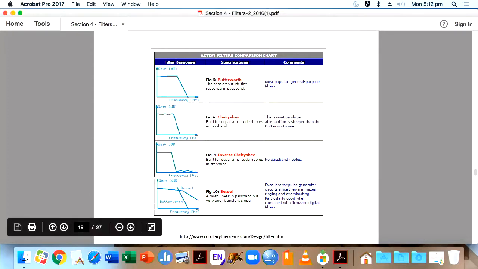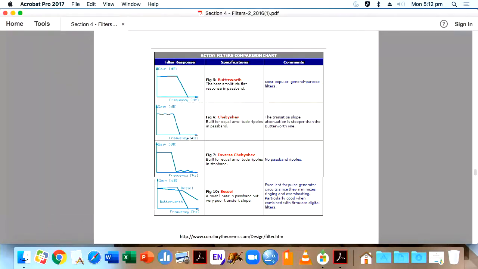Bessel is almost linear in the pass band, but has a very poor transition slope. See, Butterworth is something like this. Bessel means, see, it is coming like this. But it is excellent for pulse generator circuits since they minimize the ringing and overshooting. So Bessel also has some application. From here, now you know that one of the best choices might be Butterworth for the DSO application rather than Chebyshev because of the ripple. But I wouldn't say that you should design a Butterworth, because we have got other simple designs as well, so you can adopt that design later.